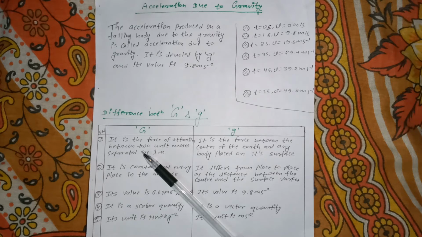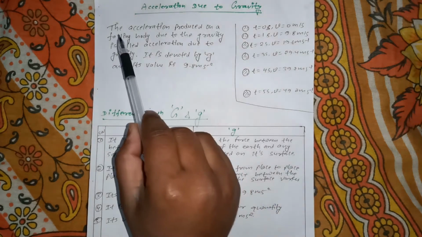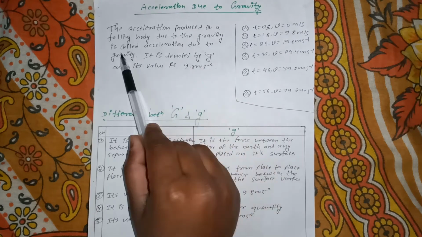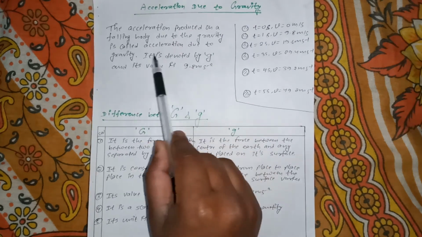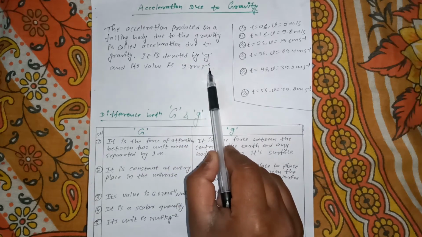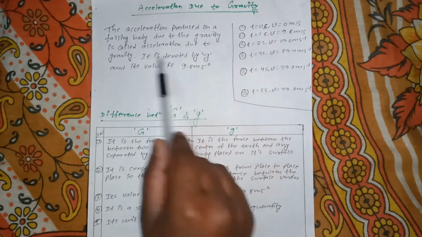So let's start. Here I have written the definition. The acceleration produced on a falling body due to the gravity is called acceleration due to gravity. It is denoted by small g and its value is 9.8 meter per second square. Here I have written its definition.